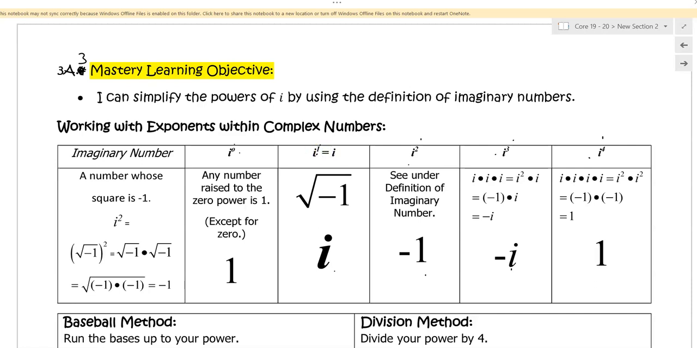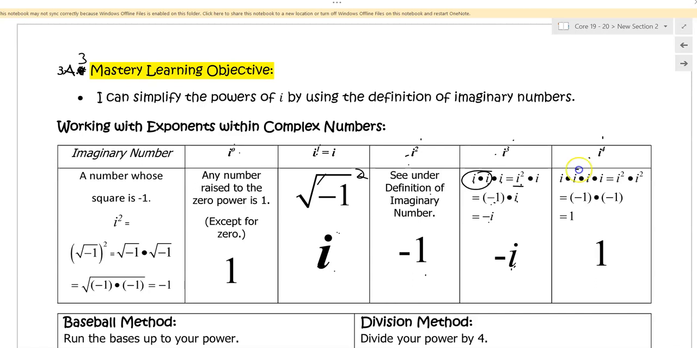Well, i to the first is the same as just i, right? If there's no exponent, it's 1. i squared, remember if I square this, they cancel out. That's how we get that -1. We talked about that in 3A.1 under the definition of imaginary number, right? Well, now if I do i to the cubed, which is i times i times i, this is i squared. And we just decided that i squared was -1. So -1 times i is -i. And that's how we get that.